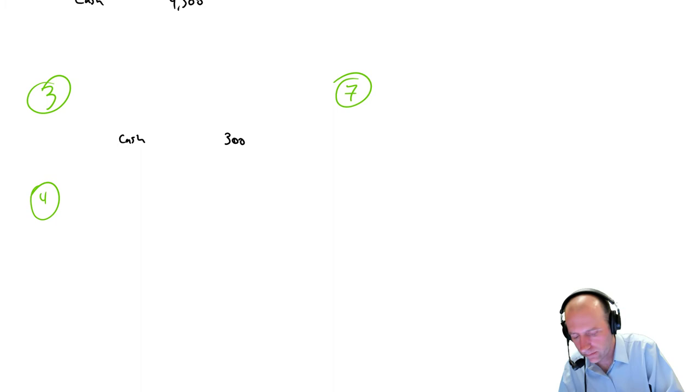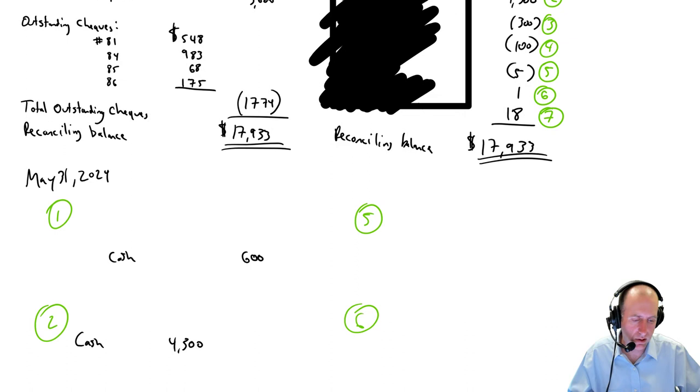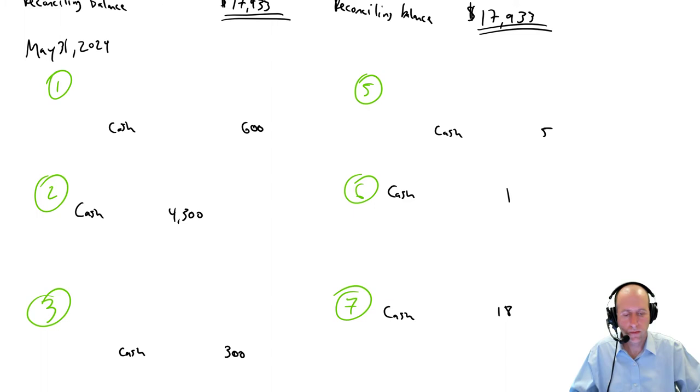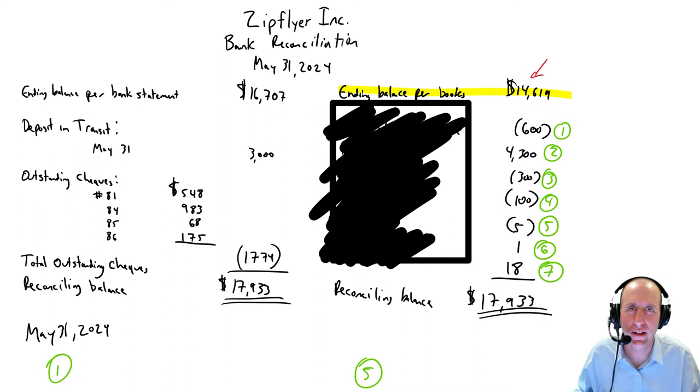Journal entry 5, cash is going down, so credit cash $5. Journal entry 6, debit cash $1. And journal entry 7, debit cash $18. So without even seeing the accounts, I'm halfway done the journal entries, right? Which is why I thought these entries were easier than normal.